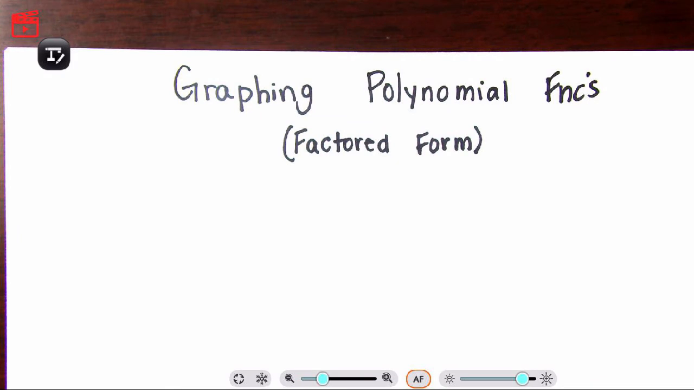In this video, we're going to be talking about how to graph polynomial functions. Now, I'm going to be completely honest. This is one of my favorite units. I absolutely love it. I think it's an amazing way to graph polynomial functions.